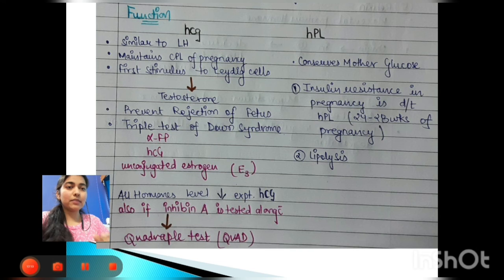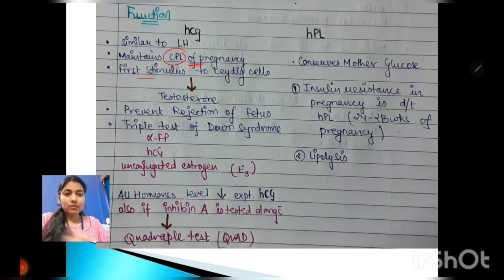Now coming to the differences of HCG and HPL. HCG is similar to LH. It maintains the corpus luteum of pregnancy. Okay, first stimulus to Leydig cells is testosterone. That means HCG gives stimulus to Leydig cells, which helps in the production of testosterone. It prevents the resorption of fetus.